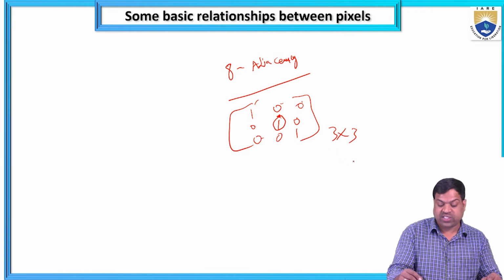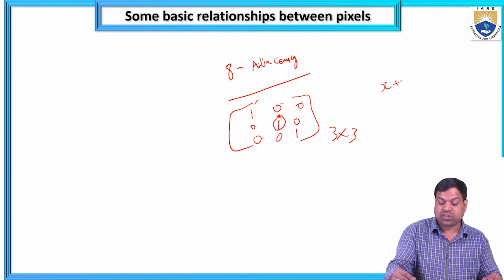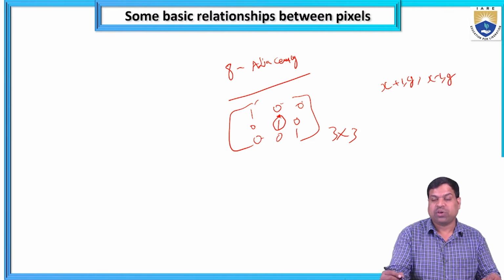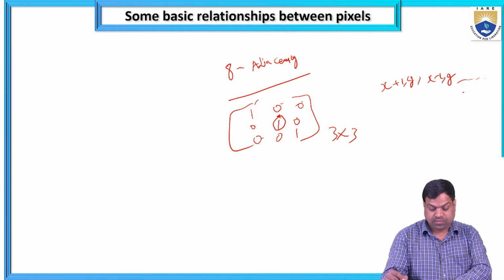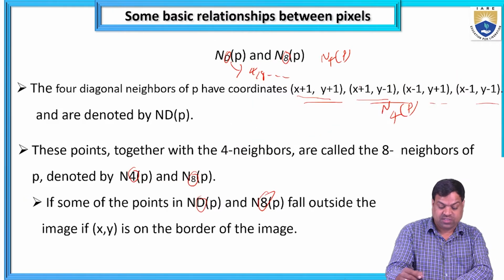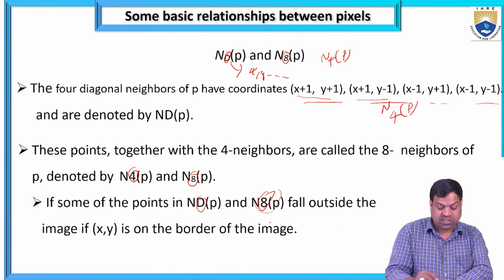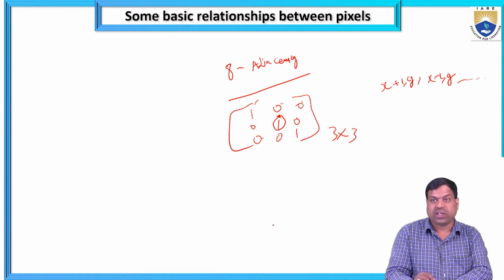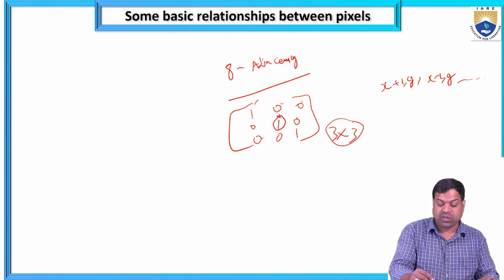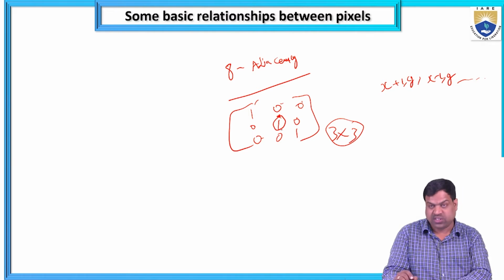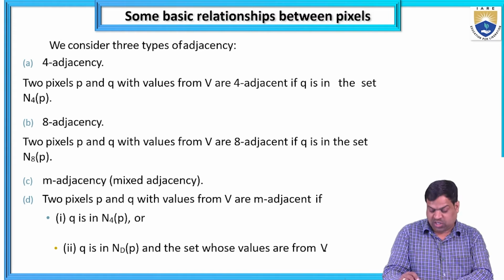So what are the 8 adjacencies? I'm taking (x plus 1, y), (x minus 1, y), (x plus 1, y plus 1), and so on like this. So I'm taking it as an 8 adjacency. In this 8 adjacency, the outside of the image, x comma y, is on the border of the image. So I'm taking this 3 by 3 matrix, which means 9, with the middle one as the particular pixel. So in total, 8 adjacencies. 4 adjacency we already discussed.